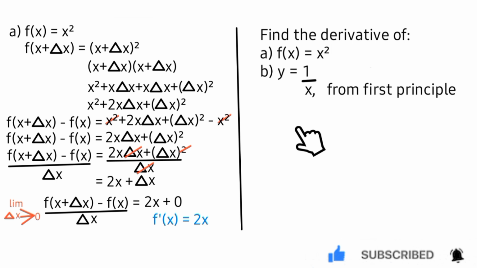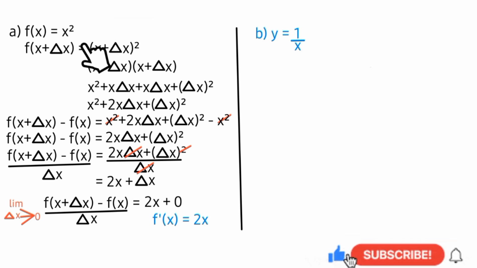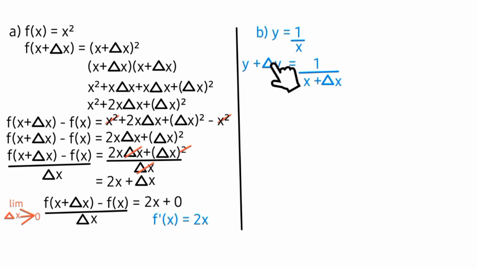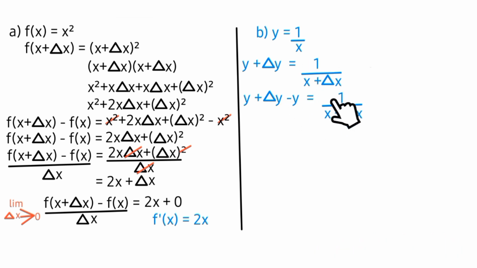B part of the question asks us to find the derivative of 1 over x from first principle. Like we did in the first question, here the first step is to add changing y to the left hand side and also add changing x on the right hand side. So we have y plus changing y equal 1 over x plus changing x. Then subtract y from both sides, so here we have y plus changing y minus y equal 1 over x plus changing x. Remember we did say we are subtracting y and the y value is 1 over x.